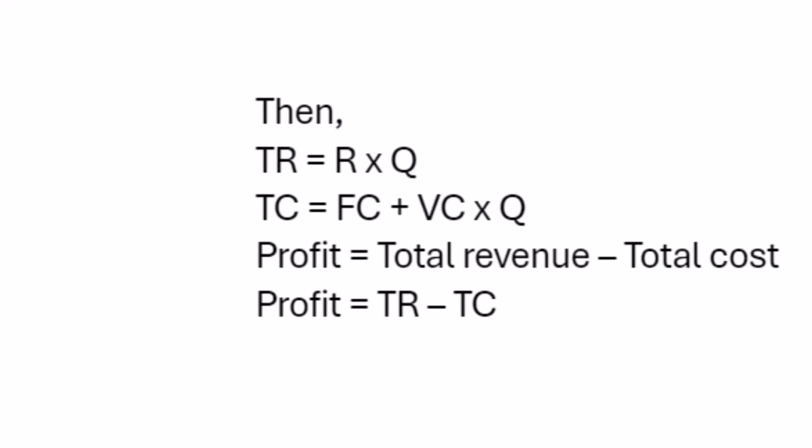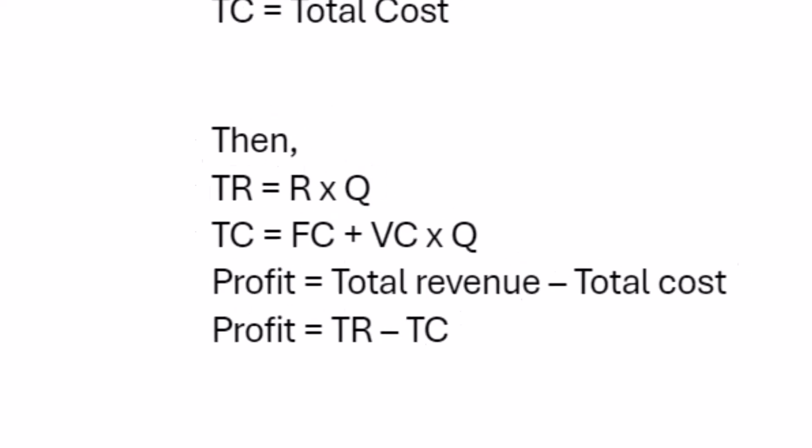Then TR, which is the total revenue, is equal to R, unit revenue, multiplied by Q, which is the volume of production. Similarly, TC, the total cost, is equal to fixed cost plus variable cost, which is VC times Q. Then profit is equal to total revenue minus total cost, or profit is equal to TR minus TC.